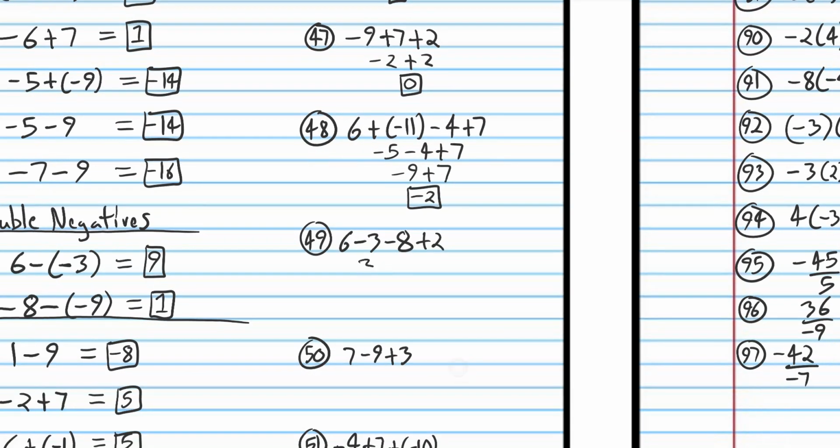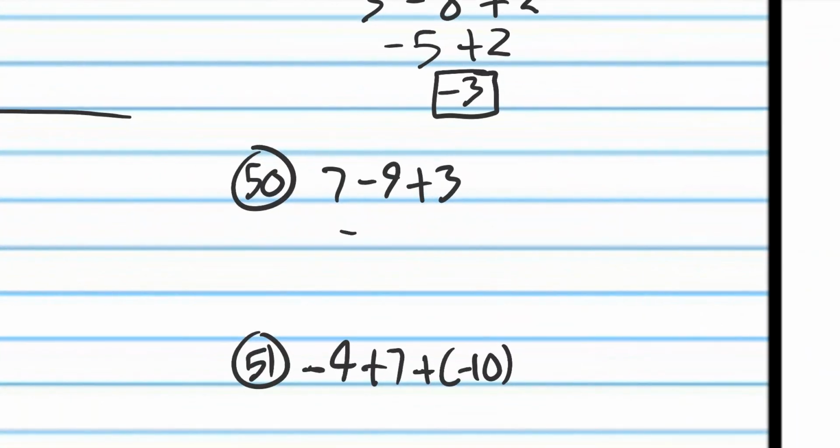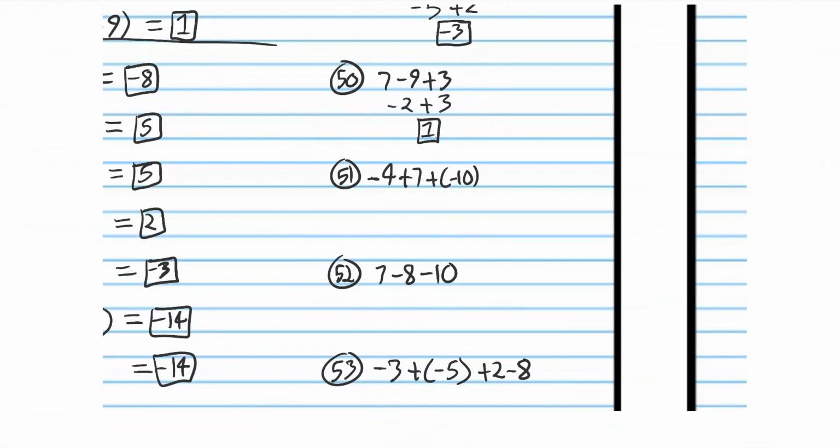6 minus 3 is 3. 3 minus 8 is negative 5. Negative 5 plus 2 is negative 3. 7 minus 9 is negative 2. Wait a second. Yep. Negative 2 plus 3 is 1. And there you go.